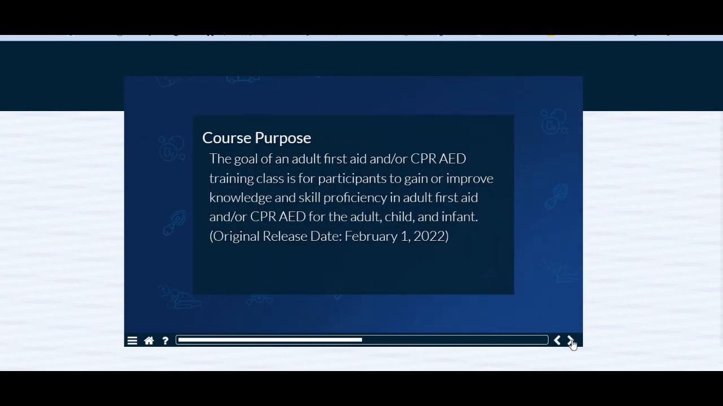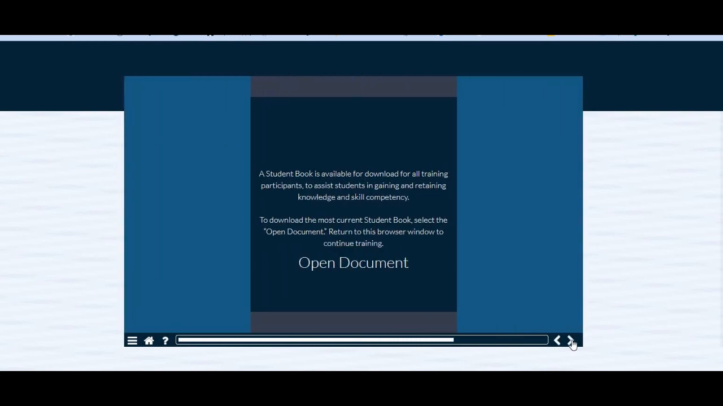The goal of an adult first aid and/or CPR AED training class is for participants to gain or improve knowledge and skill proficiency in adult first aid and/or CPR AED for the adult, child, and infant. A student book is available for download for all training participants to assist students in gaining and retaining knowledge and skill competency. To download the most current student book, select the open document. Return to this browser window to continue training.